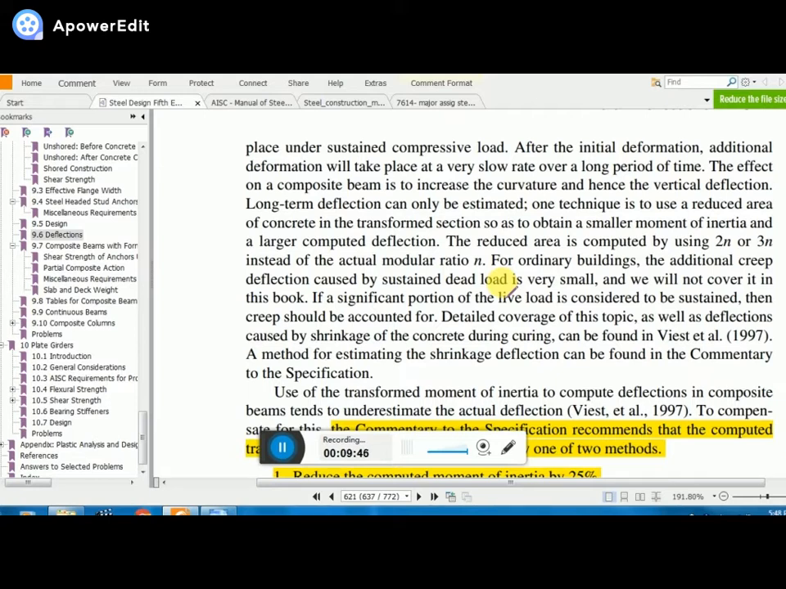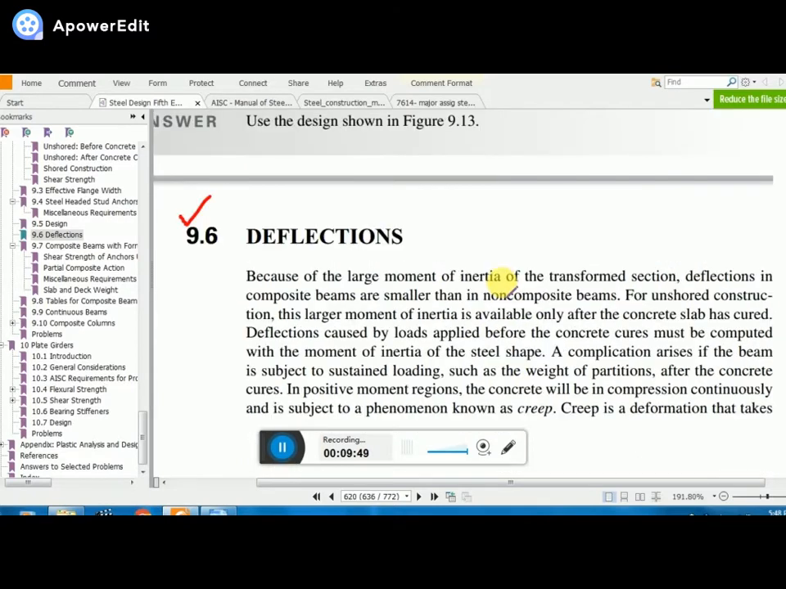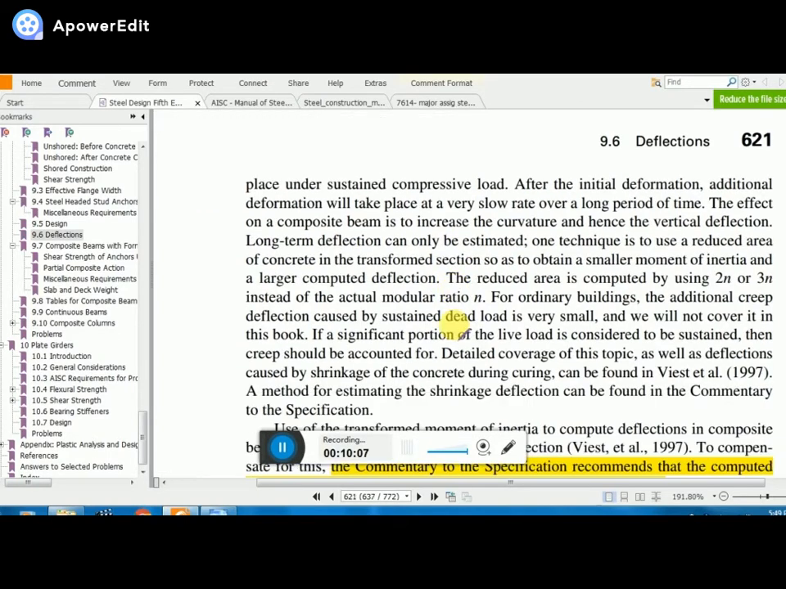in the case of unshored construction, we cannot use that larger moment of inertia in the initial stage, because the concrete is in a fresh stage and we have to use the moment of inertia of the steel section alone. Once composite action begins, we use the transformed moment of inertia, and that transformed moment of inertia is misleading, or you can say it underestimates the deflection, because it is a very large moment of inertia in the case of a composite section.